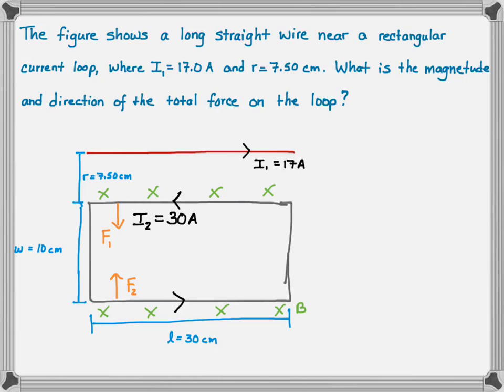Using the right-hand rule, I can then determine the direction of the magnetic field at the rectangular loop. Your right hand would grab the long wire, then your fingers would wrap around the wire in the direction of the magnetic field. So my fingers go into the page on the side where the loop is. So the green X's represent the magnetic field due to the straight wire. R again is the distance from the long straight wire to the current loop.